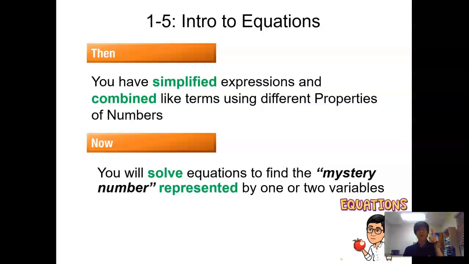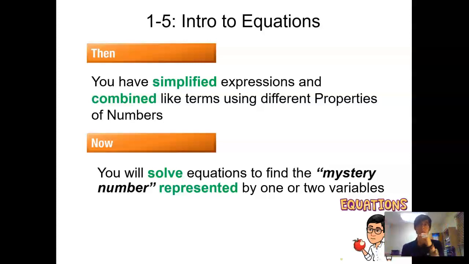I hope you had a wonderful 4-day weekend, and we're going to jump right back into our lessons with chapter 1. So, before, we simplified expressions and combined like terms using different properties of numbers. Practically, we had a big expression of numbers, and we deflated it like a balloon so that we get the simplest answer.